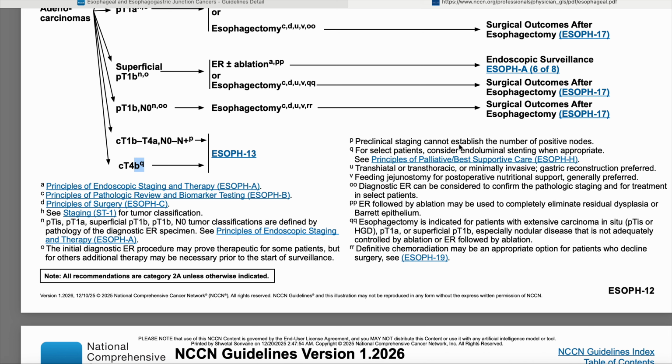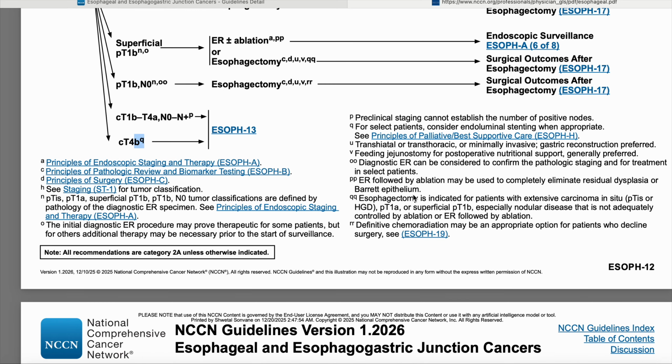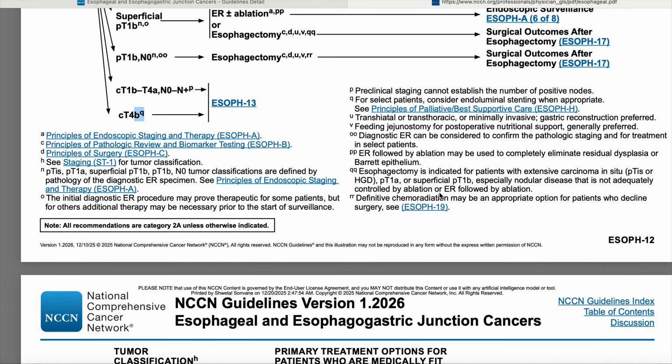Now, preclinical staging cannot establish the number of positive nodes. For selected patients, consider endoluminal stenting when appropriate. Transhiatal, transthoracic, or minimally invasive gastric reconstruction is preferred. Feeding jejunostomy for post-operative nutritional support is generally preferred. A diagnostic endoscopic resection can be considered to confirm the pathological staging and for treatment in selected patients. Endoscopic resection followed by ablation may be used to completely eliminate residual dysplasia or Barrett's epithelium.